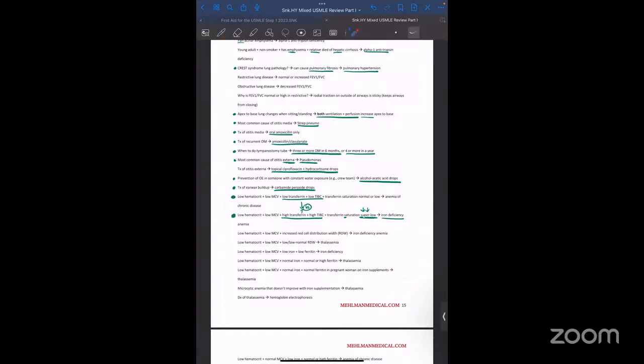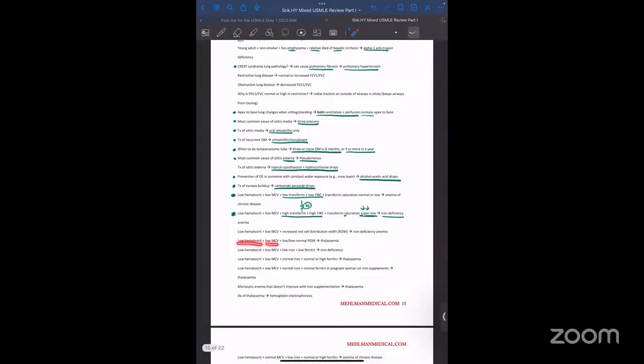Next is low hematocrit plus low MCV plus increased RDW. This is iron deficiency anemia. Low hematocrit, low MCV, low to low-normal red cell distribution width is thalassemia. This is important: increased RDW is always IDA. Low to low-normal RDW is thalassemia. Low hematocrit plus low MCV plus low iron and ferritin is iron deficiency anemia. Low hematocrit plus low MCV plus normal iron and normal or high ferritin is thalassemia.